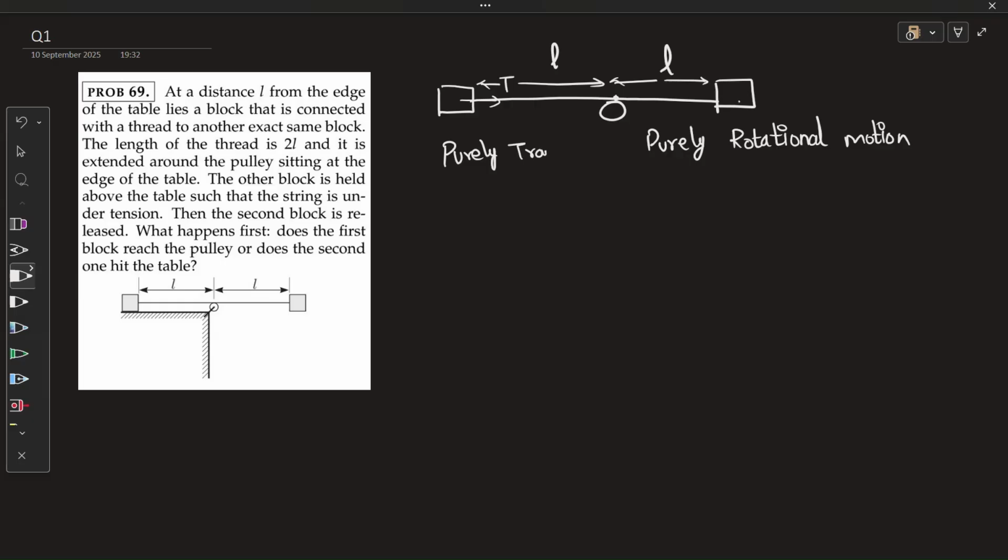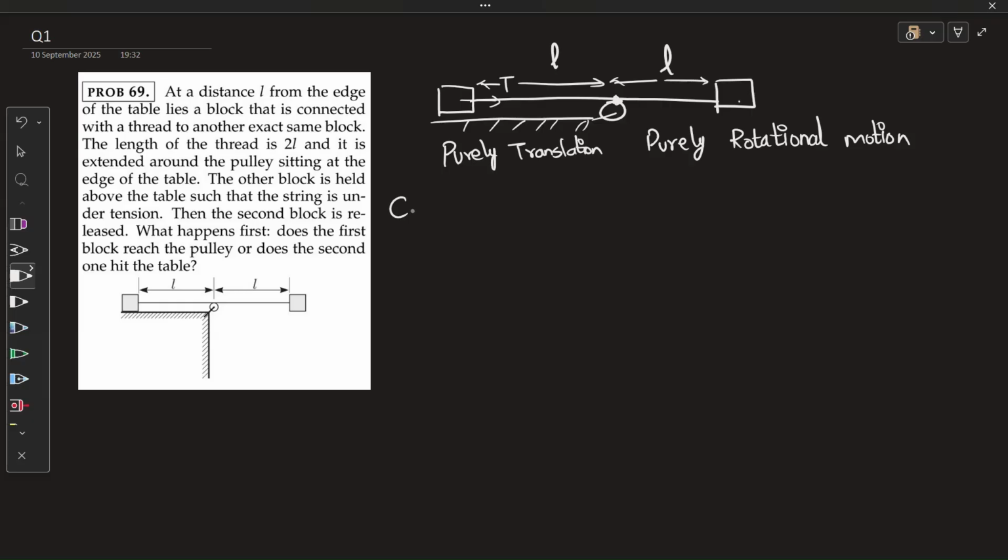whereas the left one undergoes purely translation on the surface of the table, whereas this undergoes rotation about the end point of contact of the thread and the pulley. Now this case becomes too complex if we calculate tension, normal reaction, and all these things. But there is a simple concept behind it.